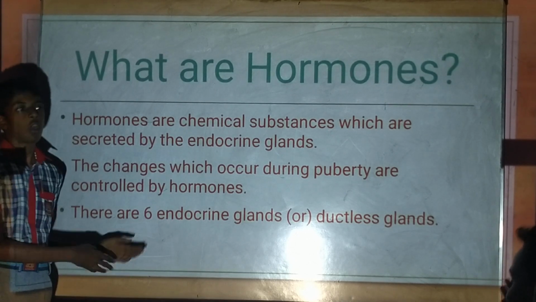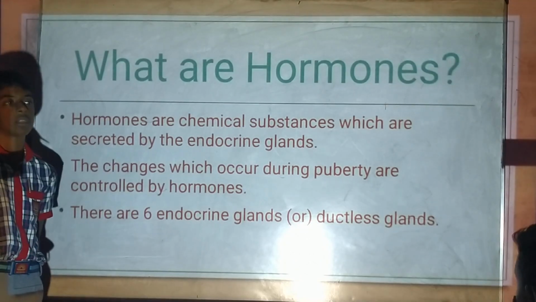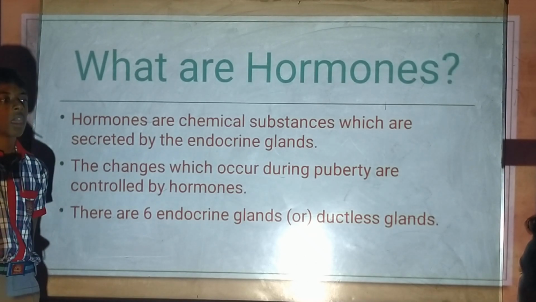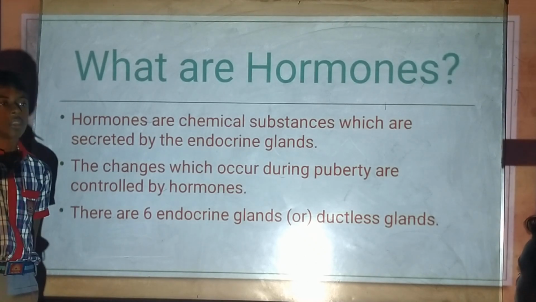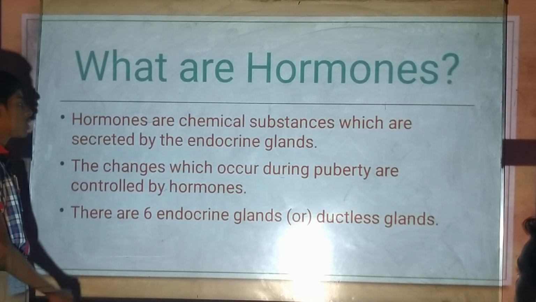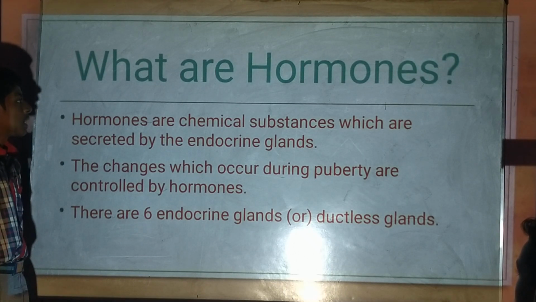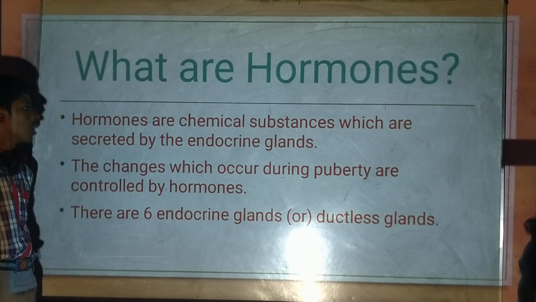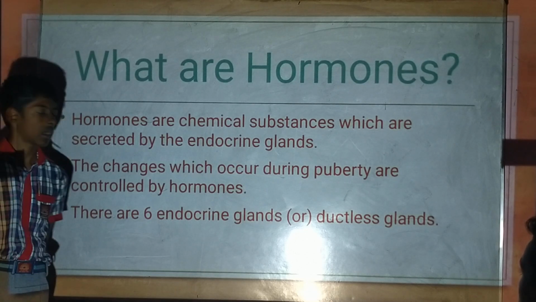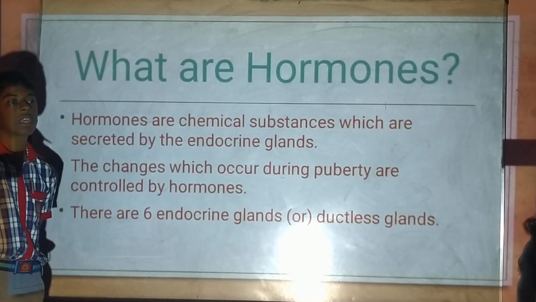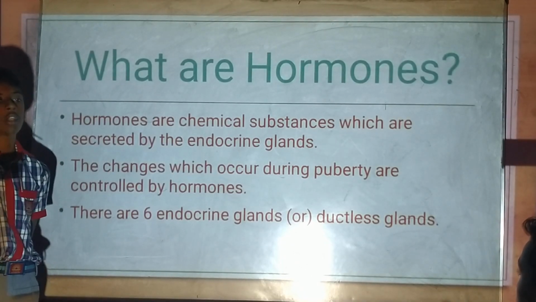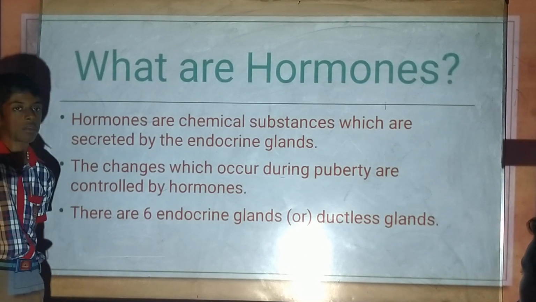What are hormones? Hormones are chemical substances which are produced by the endocrine glands. The main importance of hormones is that they control the changes that occur during puberty, and there are 6 endocrine glands, which are also known as ductless glands.